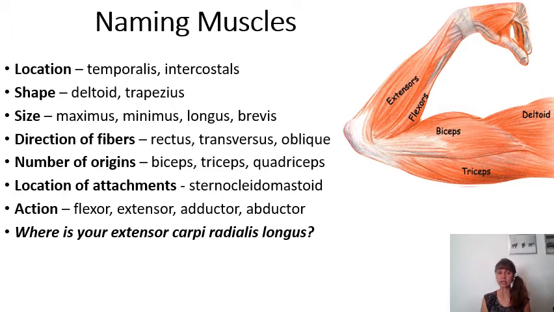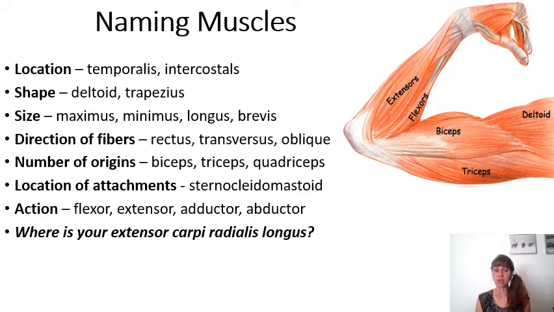Sometimes they're named according to their size. If the muscle carries the name maximus, it's very big. If it's minimus, it's small. Longus is long, brevis is short. Sometimes muscles are named in accordance with the direction of their fibers. Rectus muscles are muscles that have fibers that run straight, usually straight up and down. Transversus muscles run across the body, and oblique muscles go at an angle.